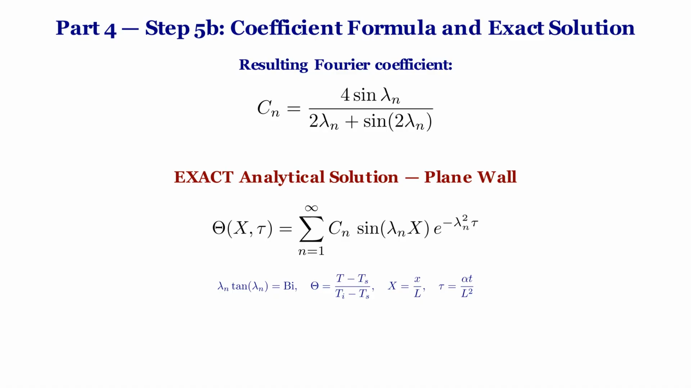With all coefficients known, the complete exact analytical solution is theta of x and tau equals the infinite sum of Cn sine lambda nx times e to the power of negative lambda n squared tau. This is the exact closed-form analytical solution for transient heat conduction in a plane wall.